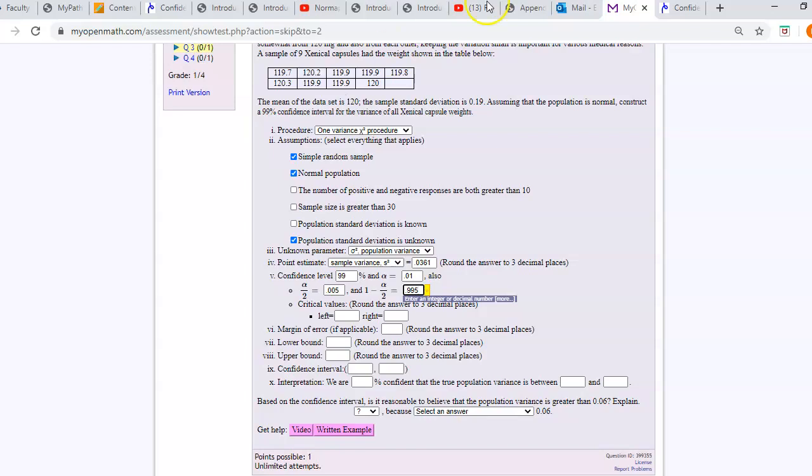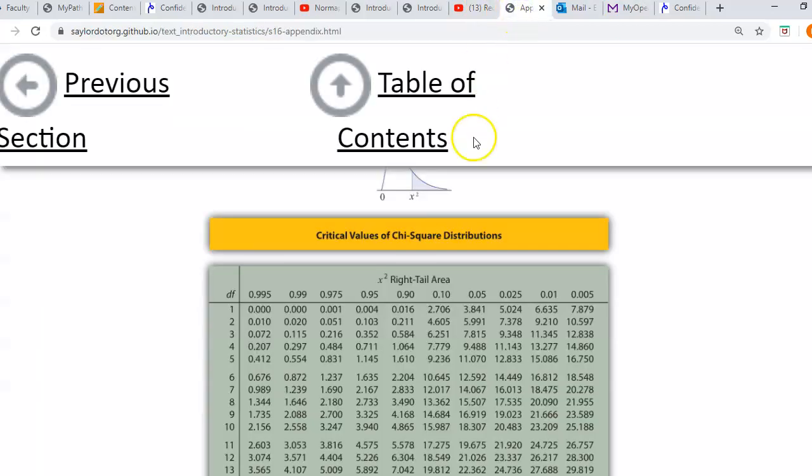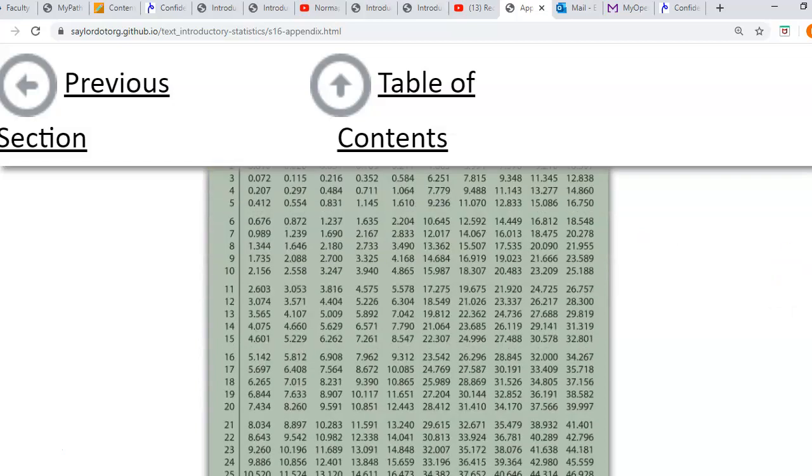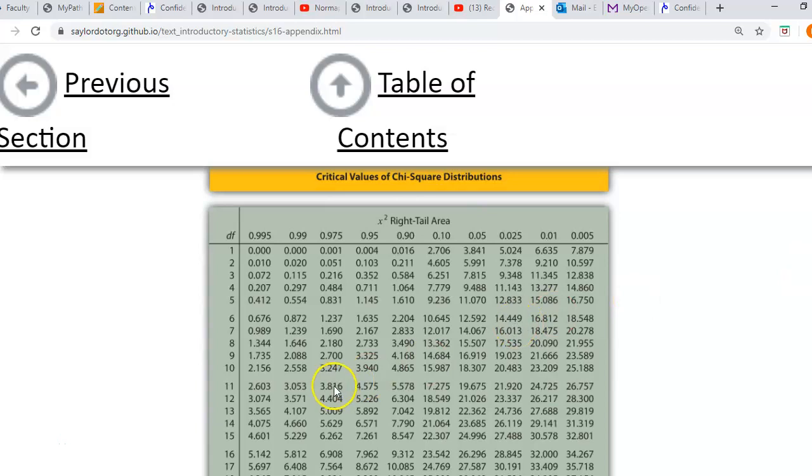On our chart, our table, we want the table that is the critical values of chi-squared distributions. You notice there's our symbol for chi-squared right there. All right, so let's look up degrees of freedom of 8 and 0.995. Okay, so degrees of freedom of 8, 0.995 is 1.344. Go ahead and put that in.